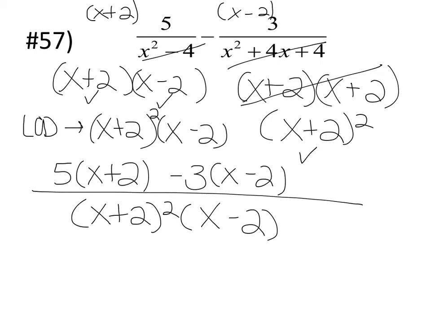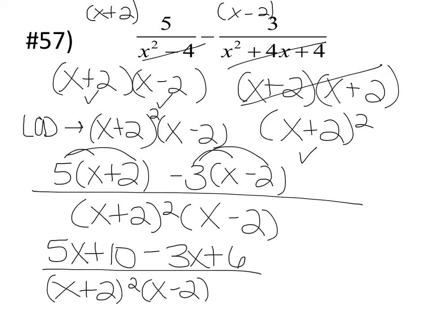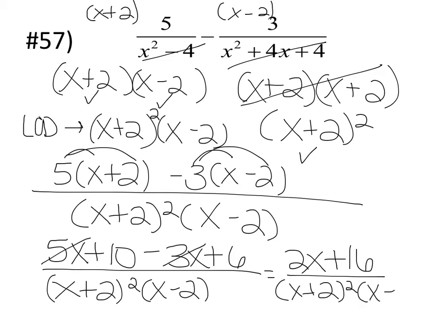Okay, so go ahead and distribute your 5 and distribute your negative 3. So it's 5x plus 10 minus 3x plus 6. And this is all over x plus 2 squared times x minus 2. So 5x minus 3x is 2x. And 10 and 6 is 16. And this is all over x plus 2 squared times x minus 2.